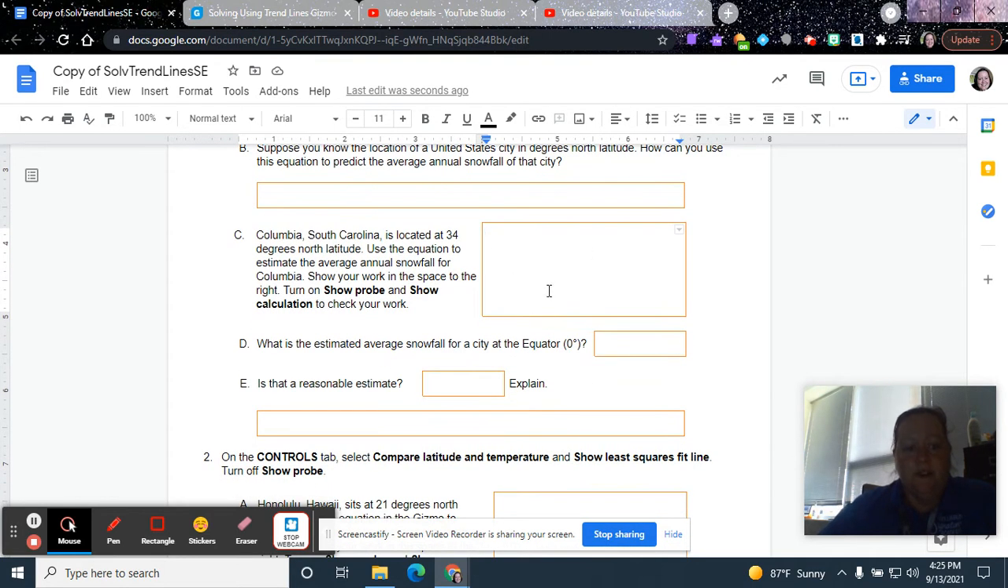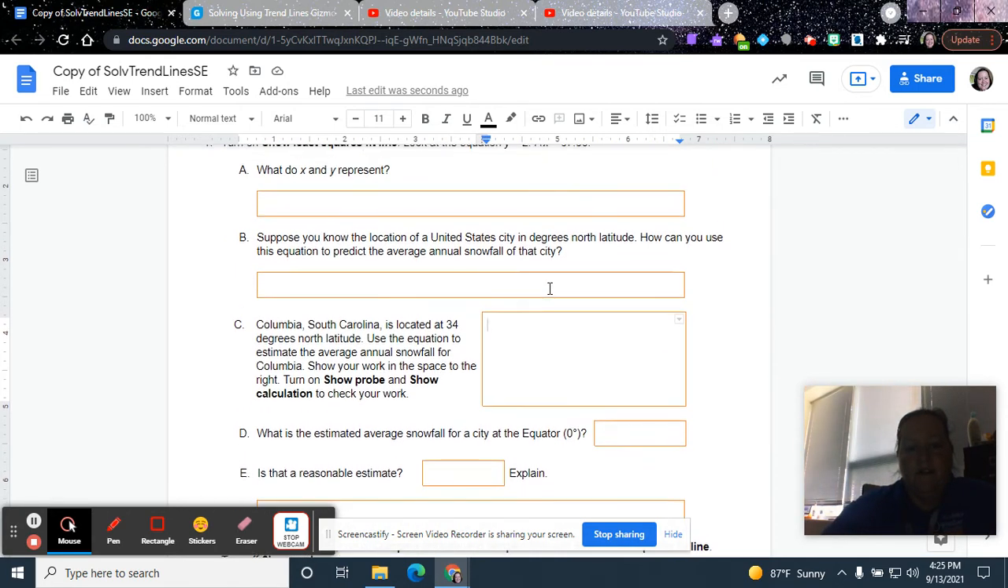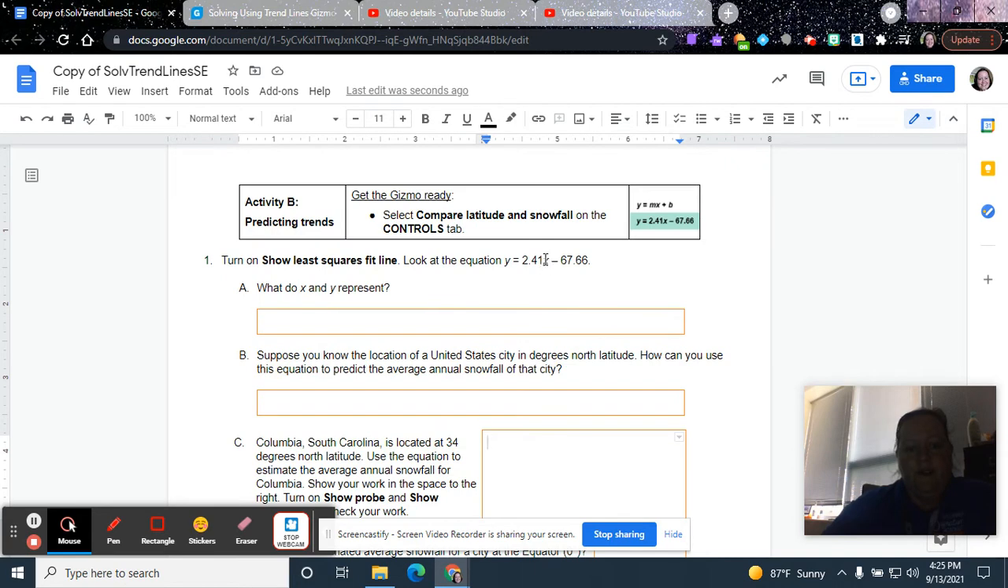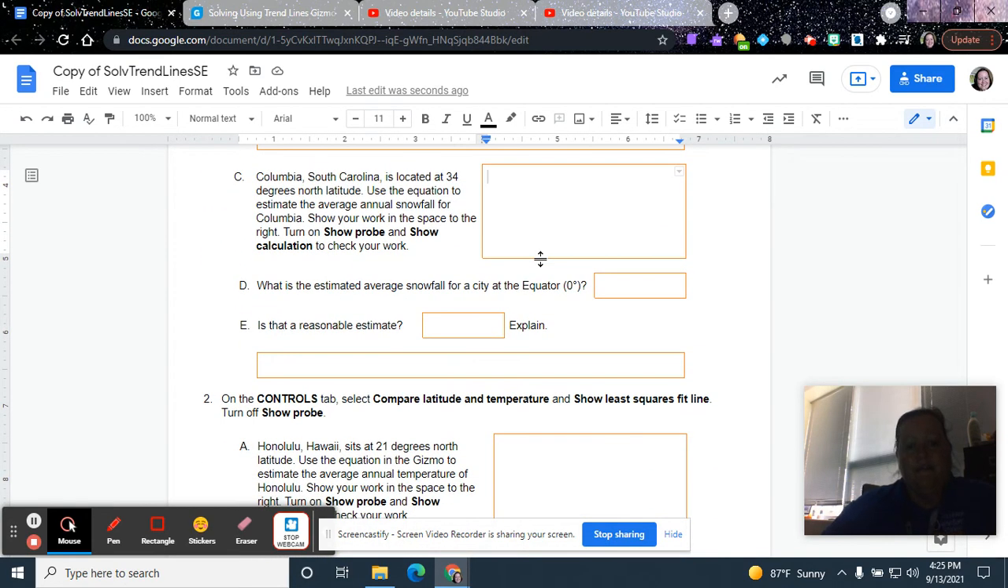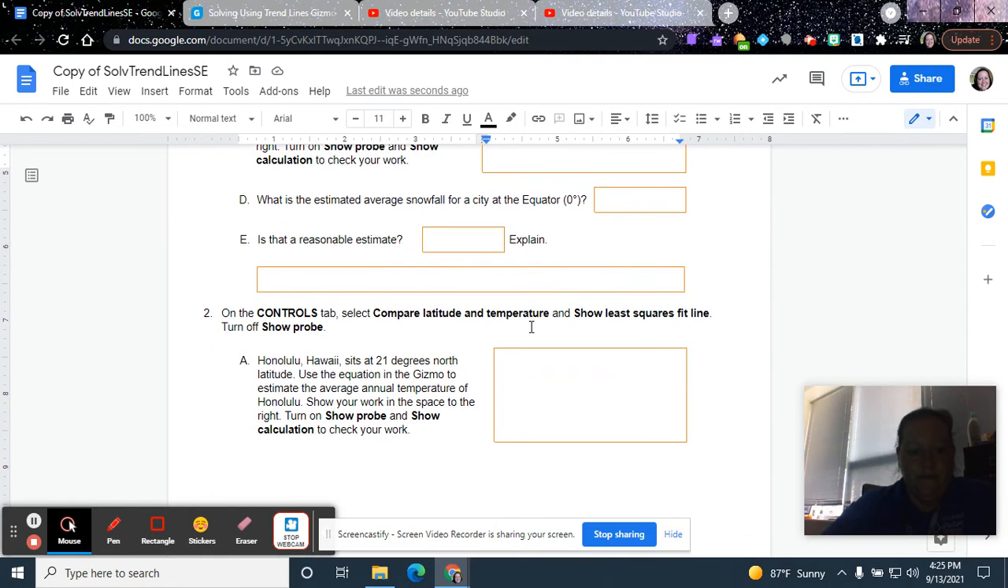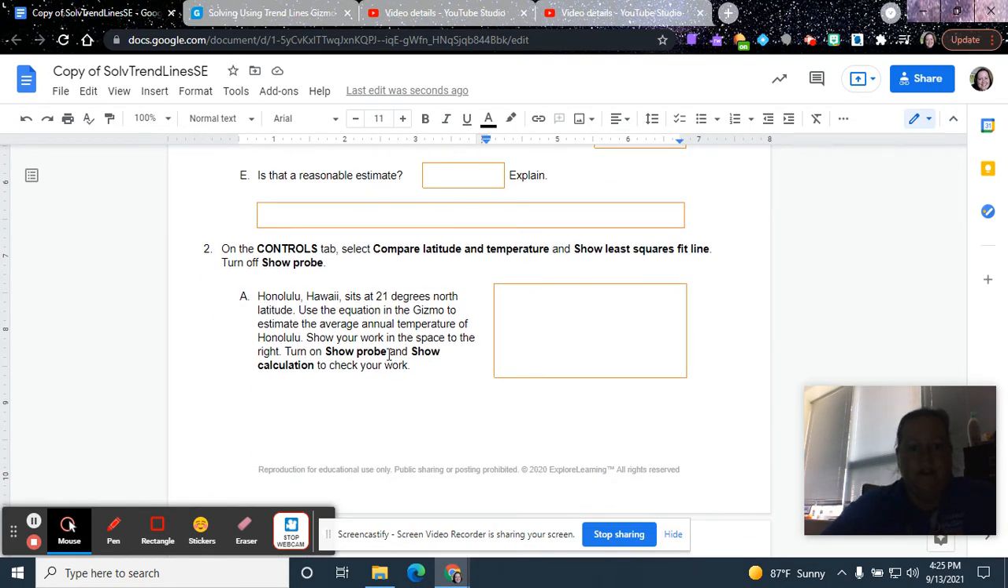I do expect to see your work here. What is the estimated average snowfall for a city at the equator, which is 0? And so if you were to plug in 0 here, how much snow would you expect to get? Is that a reasonable estimate? So depending on what you put, does it make sense that what you got here would be how much snow the equator gets? And then explain why you think so down here.